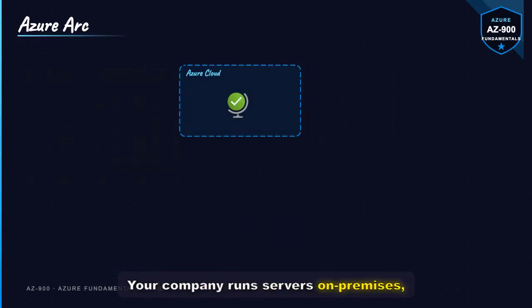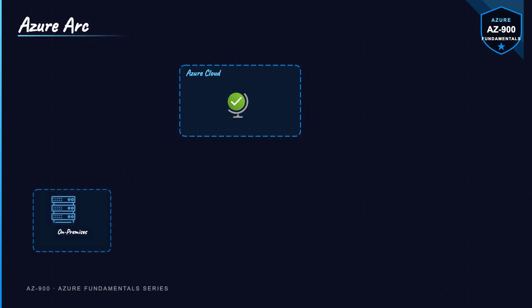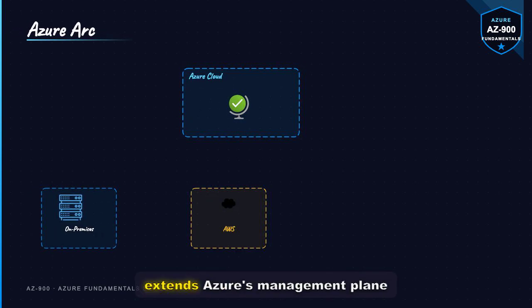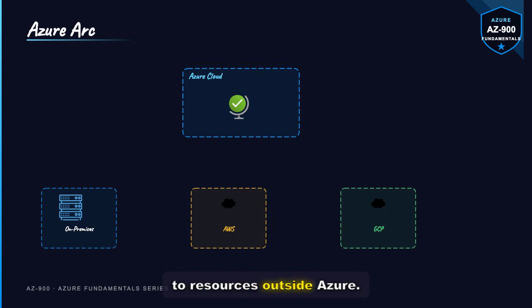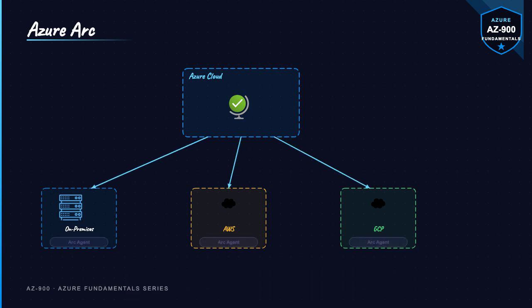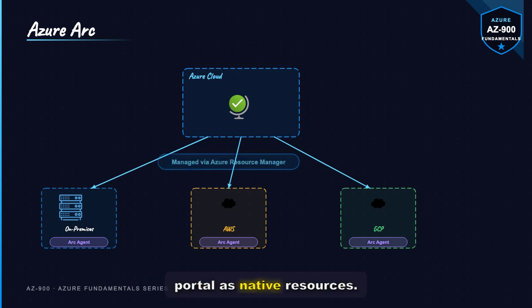Your company runs servers on premises, VMs in AWS, and a Kubernetes cluster in GCP. Azure Arc extends Azure's management plane to resources outside Azure. Install a lightweight agent on external servers and they appear in the Azure portal as native resources. Apply Azure Policy, use Azure Monitor, deploy configurations from one place. Use Arc for hybrid or multi-cloud management.